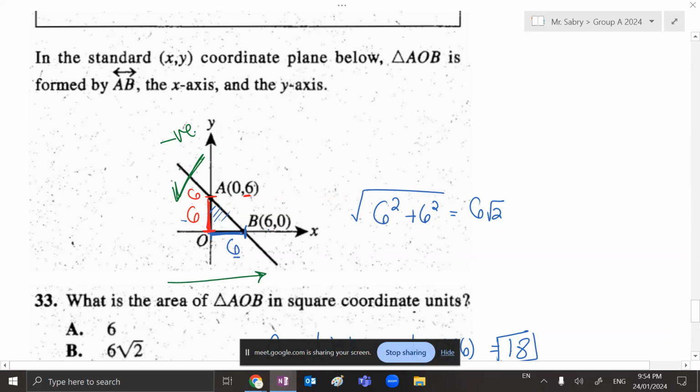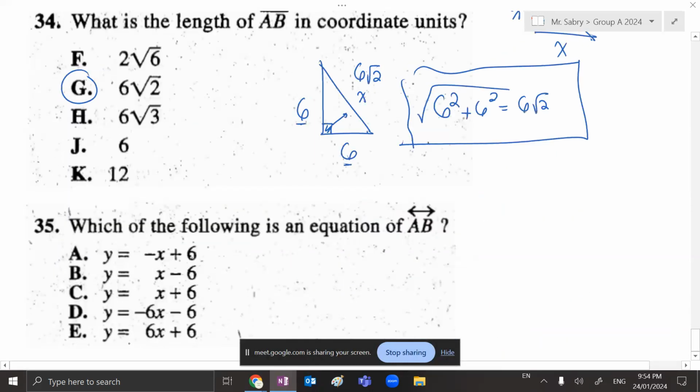If the line is going down from left to right, this is a negative sloped line. So right away I know it's a negative sloped line. So right away I'll cross all the answers that don't have a negative slope. So I'm only left with A and D.